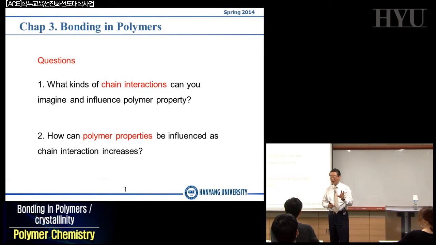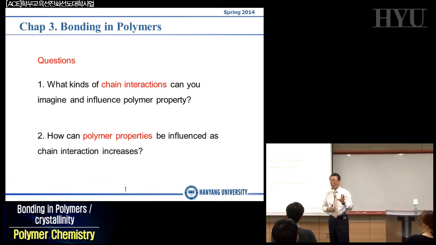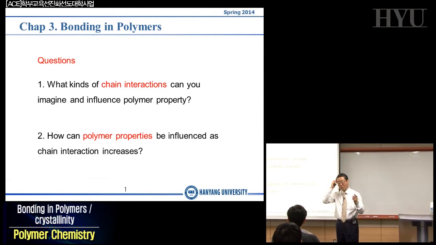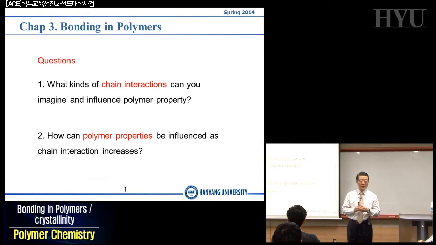So, bonds. We need to talk about the primary bond. We have single bond, double bond, triple bond, such as those bonds between the carbon and carbon atom or carbon and oxygen atom, which are very important, right? That forms the backbone of your polymer chain.